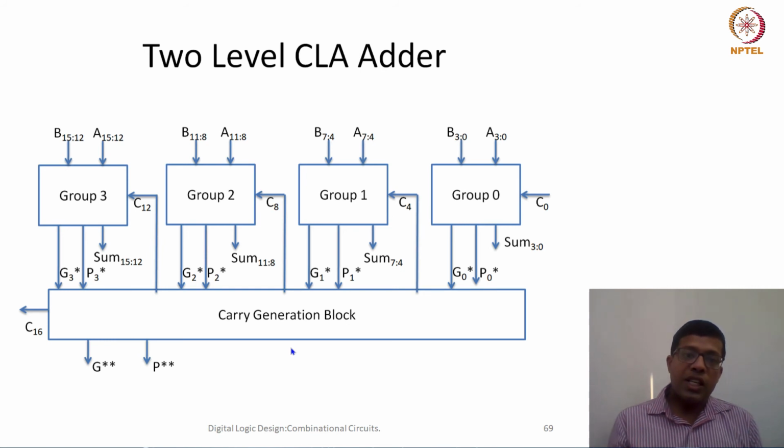Now this hierarchical nature of the CLA, where we can have a carry generation block at the second level, means this group generation and group propagation can be enhanced even further. So let's say we would like to create a 64-bit adder using this 16-bit adder. Each 16-bit adder can generate another group generate and group propagate, which can further be used to generate the carry for the next set of blocks.